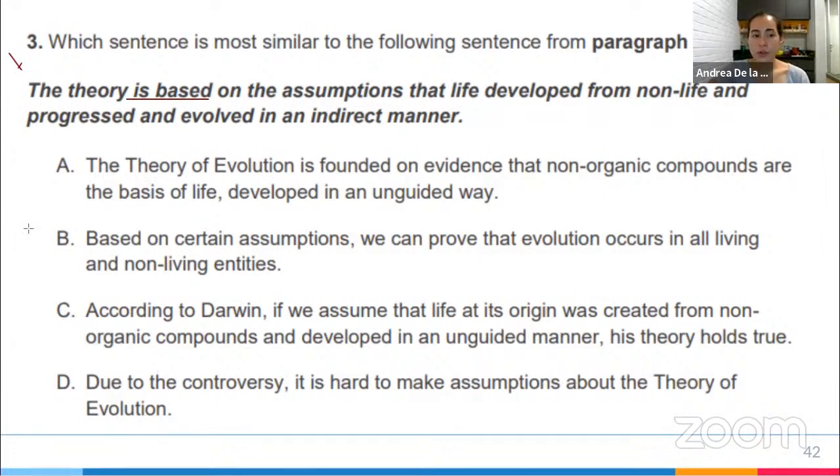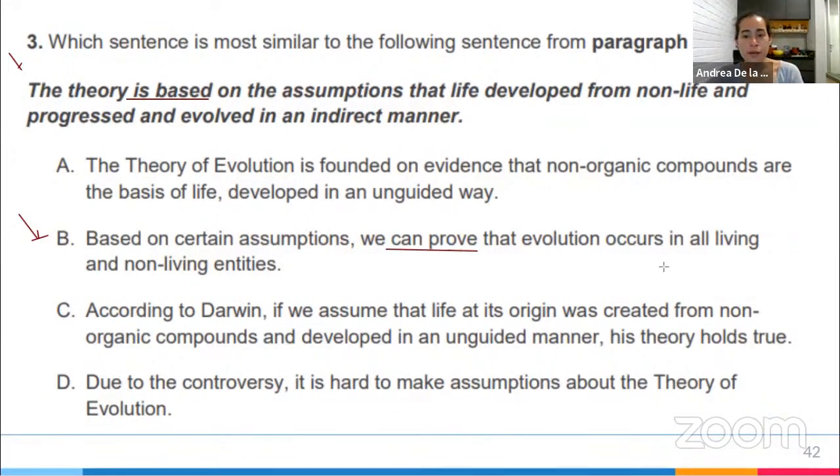So if we look at the other options, for example, option B, can anyone tell me what the main verb of this sentence is? Option B. It's prove. Can, exactly. Great, Laura. It's prove or can prove, right? So that is the main idea of this sentence.